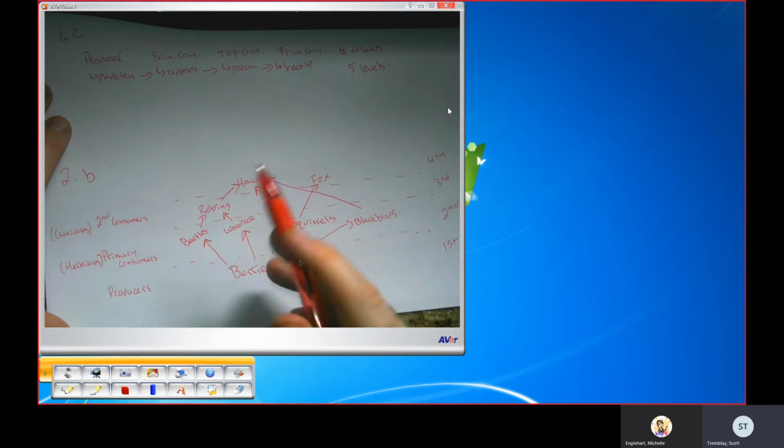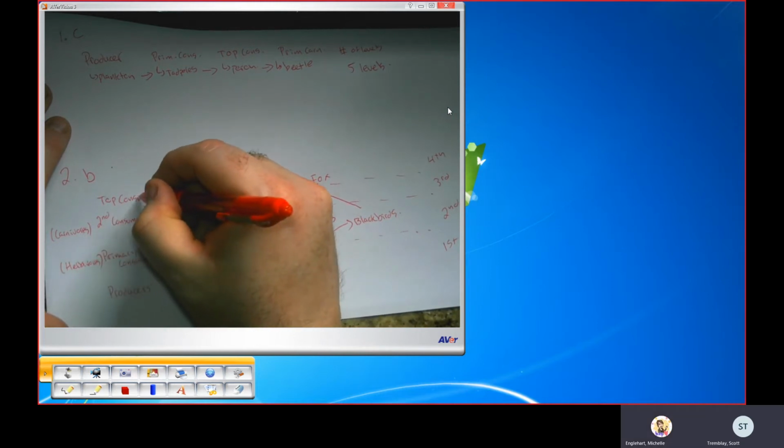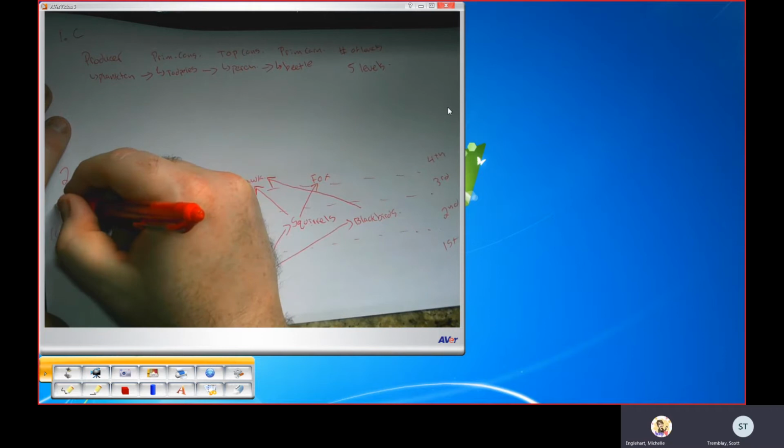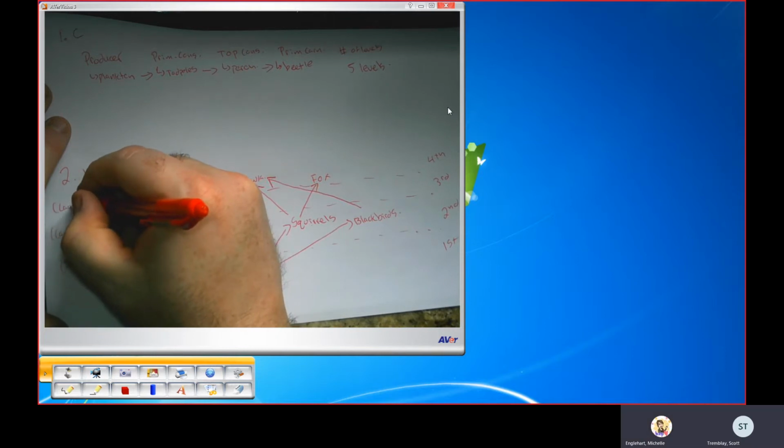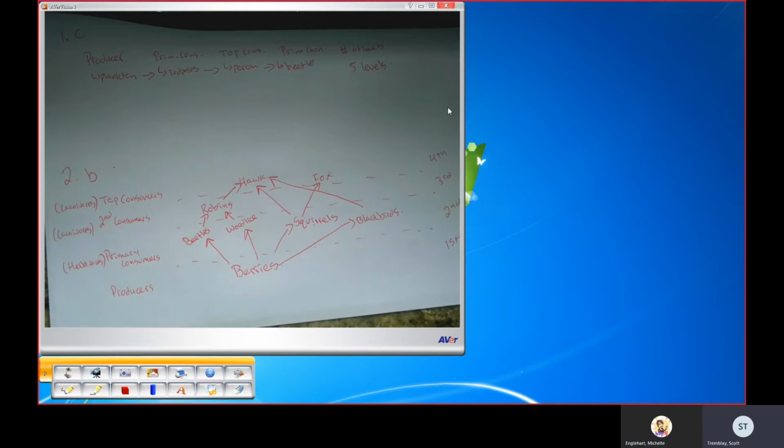And then on top here we have our top consumers, who are also carnivores. Now, do we have any omnivores here? Anything that's eating both the berries and another organism? I don't see it. No.